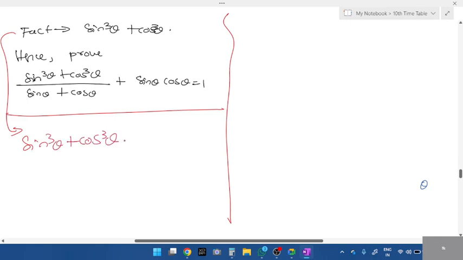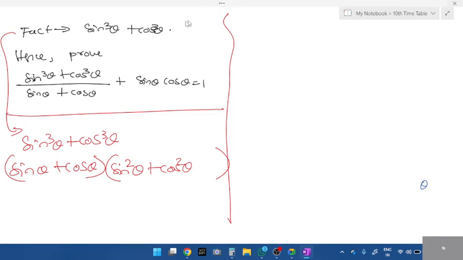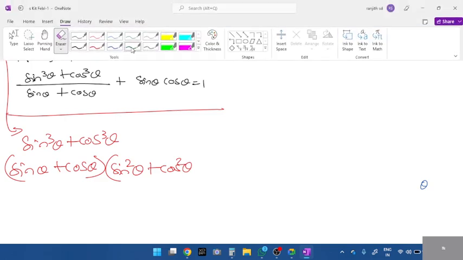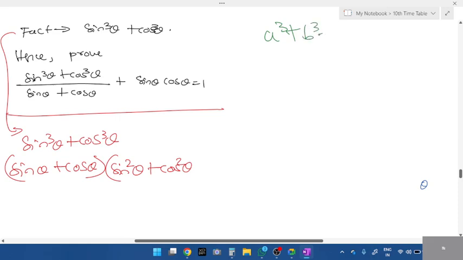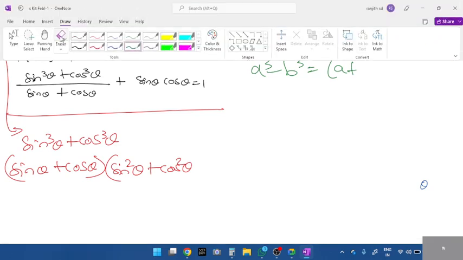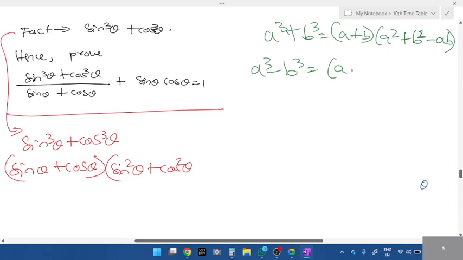What is a cube plus b cube? Sin theta plus cos theta into? Tell me the formula, Tanishka. If you're getting confused, what's the formula? Okay, try it like this: a plus b, a square plus b square minus ab. All of you will remember this, students, or make a note. Don't write minus ab in between. Write it like this. And a minus b, a square plus b square plus ab. First copy the formula.